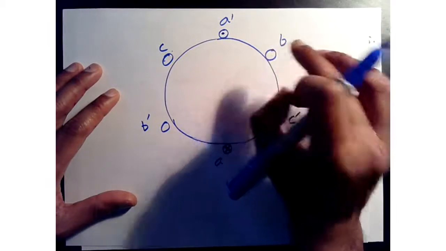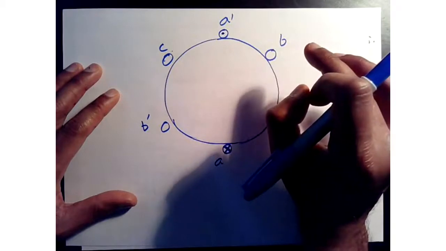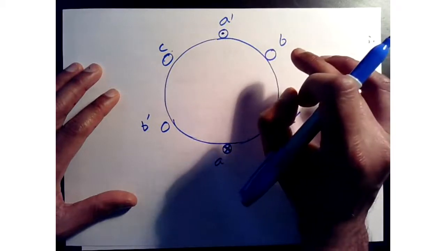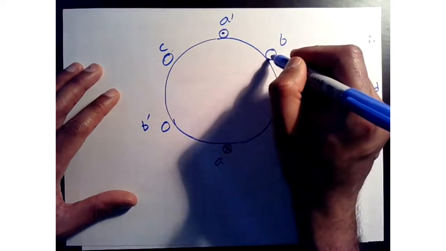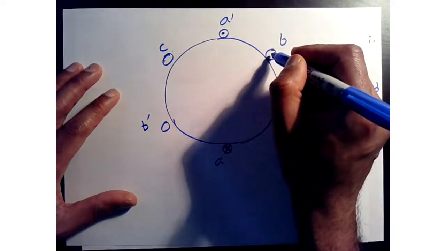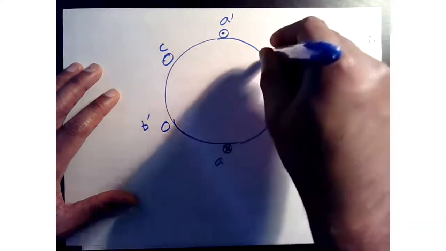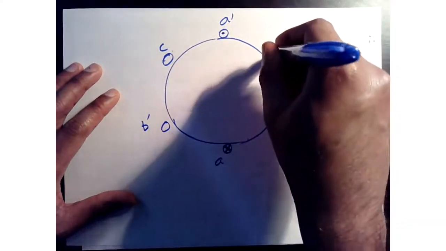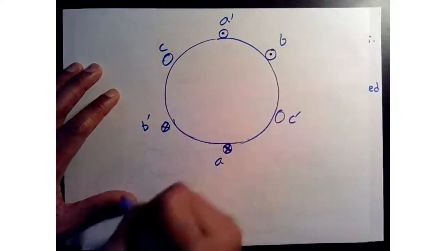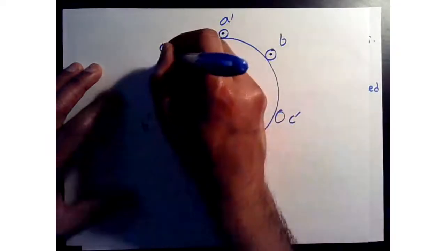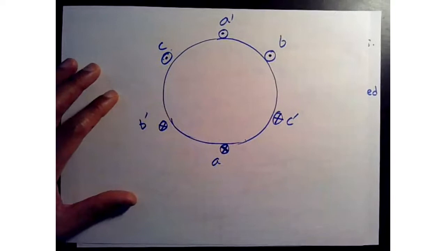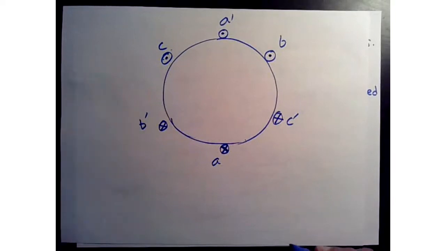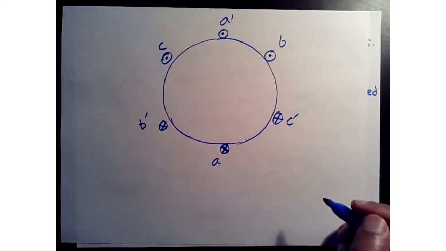I'm trying to think if this is the best way to show this. Let's see what we get. So B. So the current here is this way. This is returning. It's like that. Here, like that. Okay. So let's see if this gives us where we want to get.